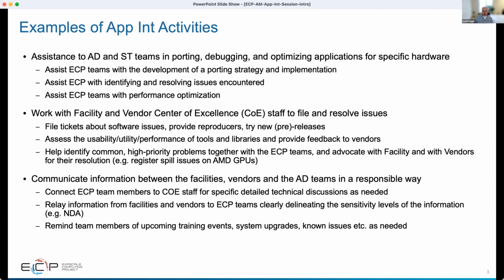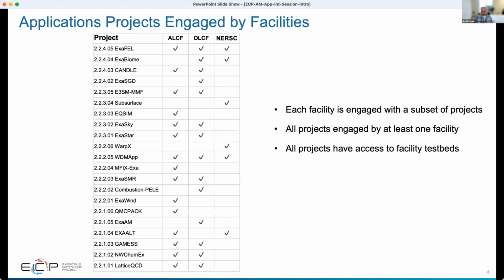And we also make sure that, like I said, there's a lot of information out there, that the appropriate information is routed to the teams, that they're on the appropriate NDAs, that they're in the loop about training events, system upgrades, and so on.